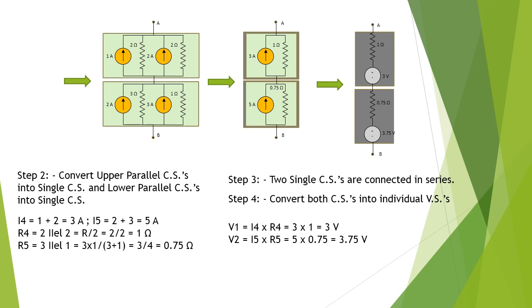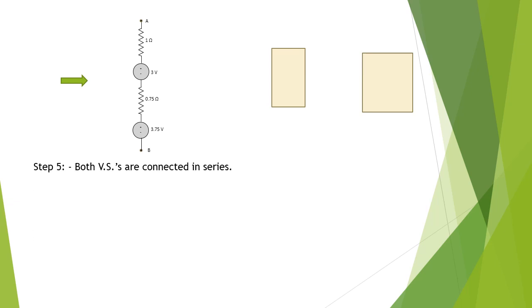The internal parallel resistance of the current source gets connected in series with the voltage source. It becomes the internal resistance for the respective voltage source. So now we have this circuit from current source to voltage source. Step number 5: both the voltage sources get connected in series. You can check the circuit here. 3 volt and 3.75 volt, it is just like a battery.